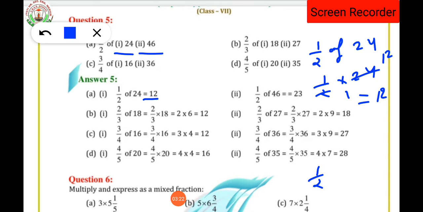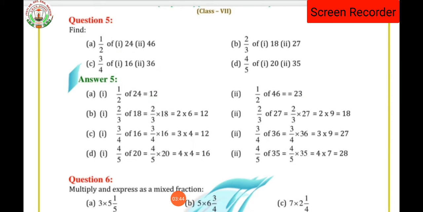Now looking at the second part of the question, what is said? 1 by 2 of, that means multiplication, into 46. So 2 1s are 2, and 4 comes in the table of 2. How many times? 2 times. 6 comes in the table of 2. How many times? 3 times. So what will be the answer? That is 23. So have you understood how to solve this question? You just have to do the multiplication, nothing more than that. One more question we will see for the B part.